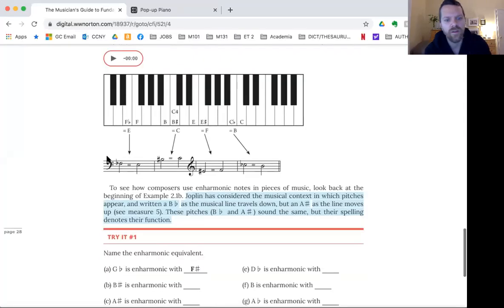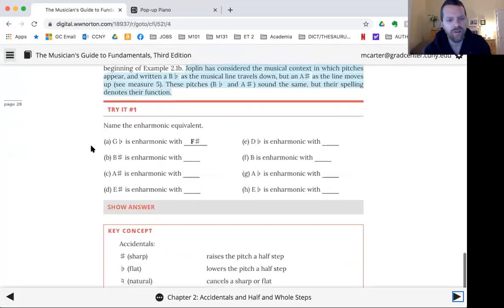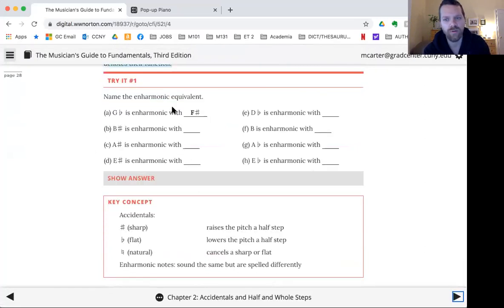So if we look back at your textbook, these are good exercises to just go through and think of the enharmonic spelling. I'll do a couple with you right now. So B sharp is enharmonic with what pitch? We just did this a few minutes ago. It's enharmonic with C, right?